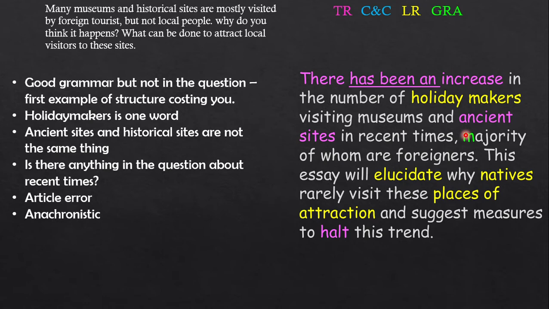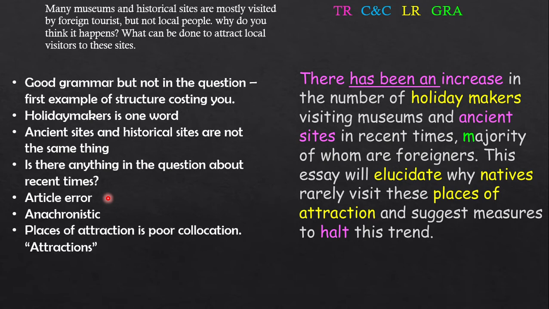"Natives." Here's a vocabulary word for you. Probably don't know it. Anachronistic. An anachronism is something that's out of its time. We don't use the word natives to talk about people anymore. That's a word they used in the colonial times. "Places of attraction." Nope, not good collocation. "Visit these attractions."